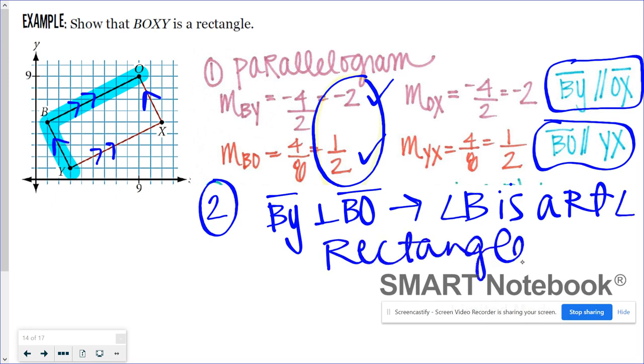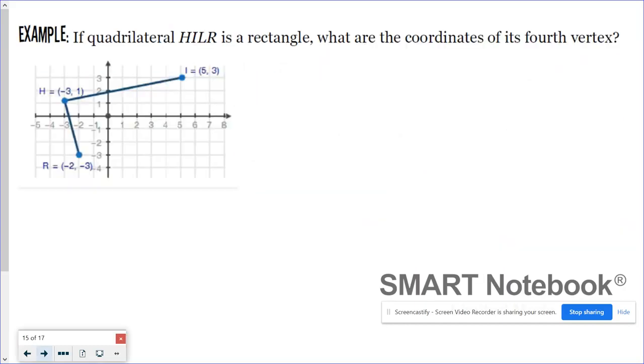Speaking of rectangles, in this example, HILR is a rectangle. Granted, where is L? That is the question. What are the coordinates of the fourth vertex? So I can once again use the fact that consecutive sides are perpendicular.